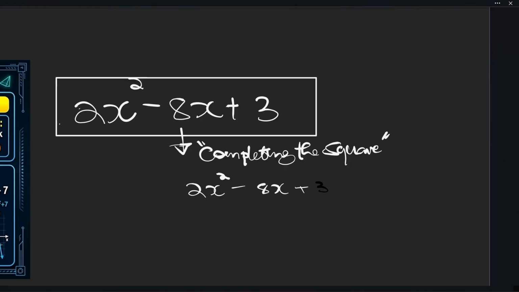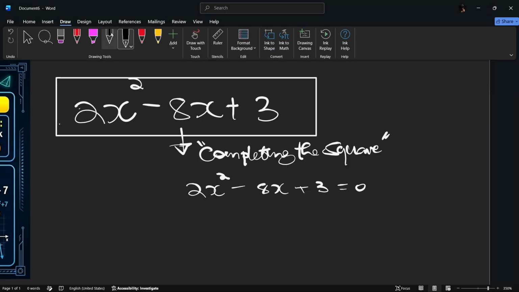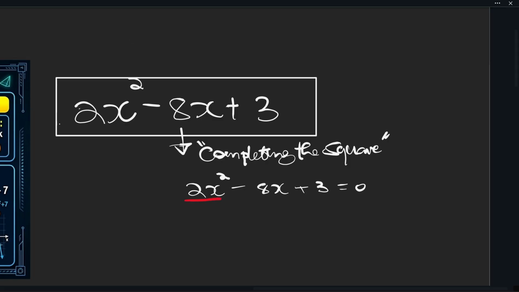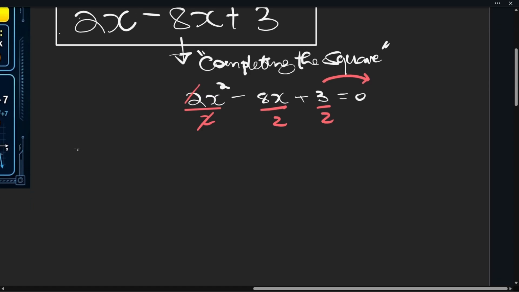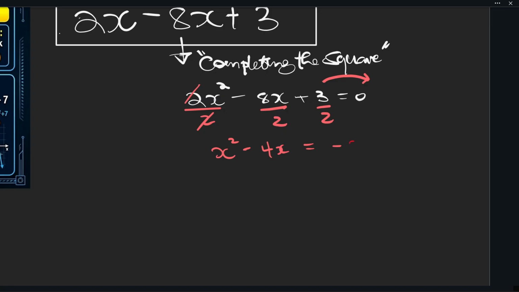Meaning in this case, we have to divide through by 2 so that we can first of all get rid of this 2. You cannot do anything to this equation without first getting rid of that 2. Then we can collect like terms. Let the x's stay on the left hand side, let the non-x terms go to the right hand side. So here you're left with x squared minus 4x is equal to negative 3 over 2.